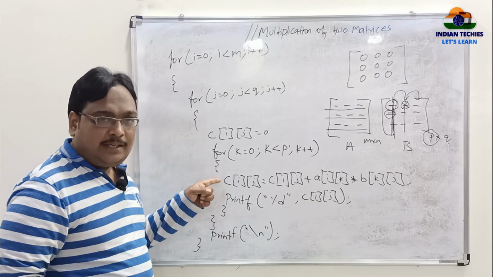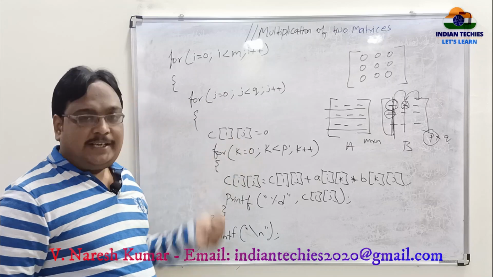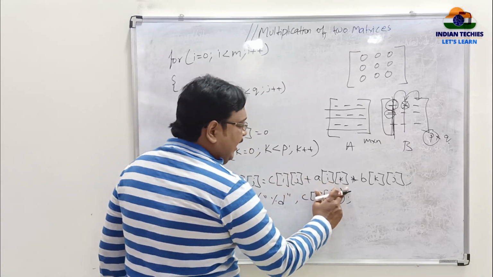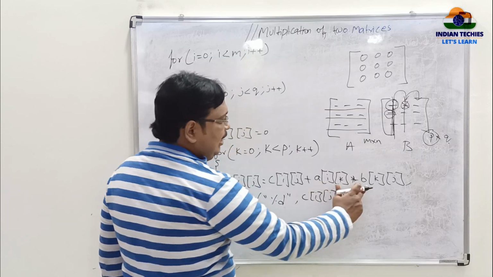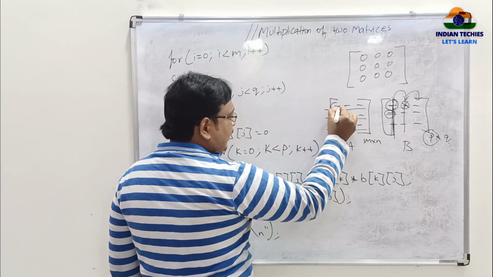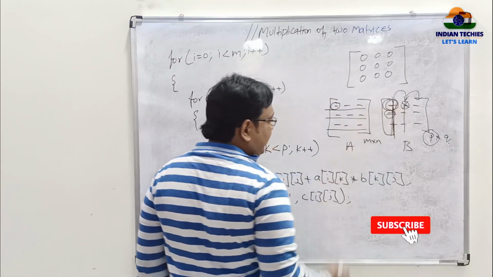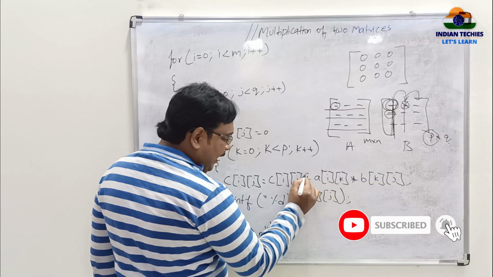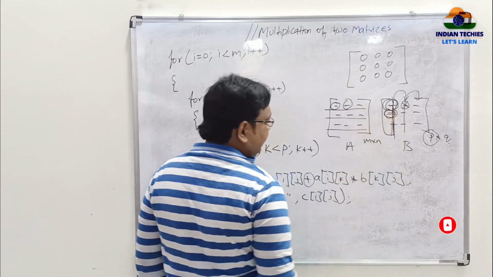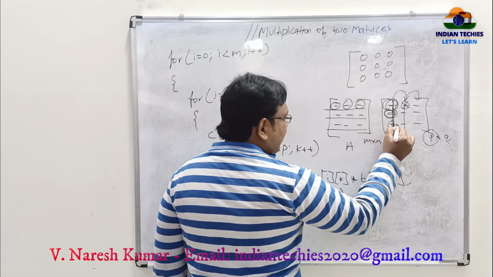This is the major logic. So C of ij, initially I am making it 0. So 0 plus A of ik into B of kj. A of ik means it will be multiplying with this. B of kj means it will be multiplying with this. Again that will be added to A of ik, B of kj. Again that will be added to A of ik, B of kj.